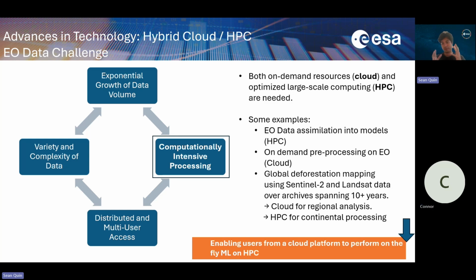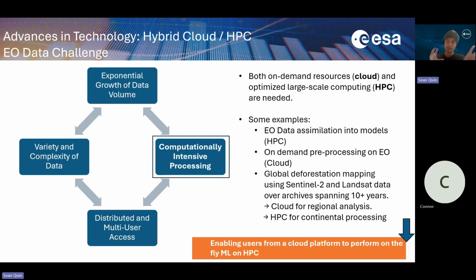Also because there are varying use cases. So in this case, let's go back to the EO data challenge, where we have the exponential growth of data volume, the variety and complexity of that data, again, the distribution of that data to user access, but the computationally intensive processing. So that's again the focus here.